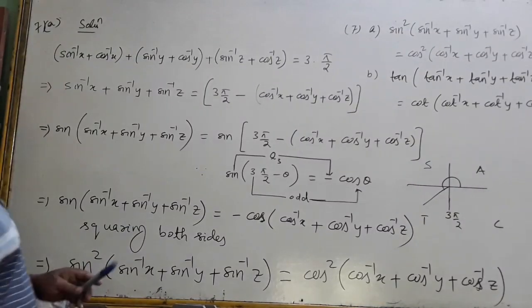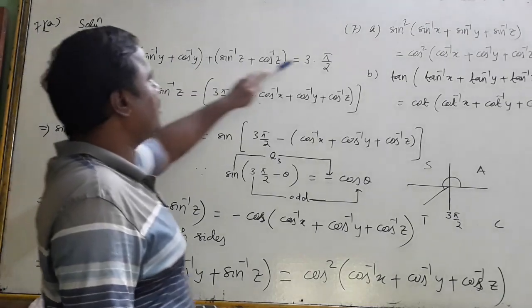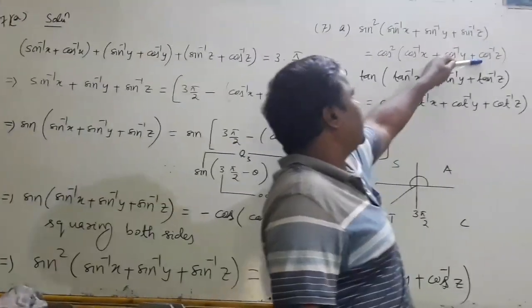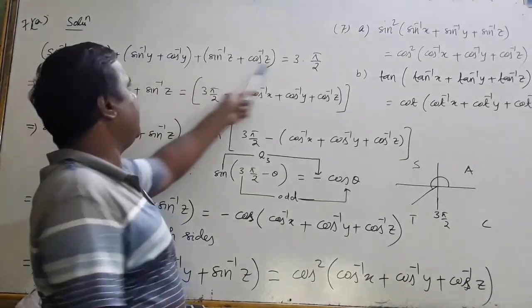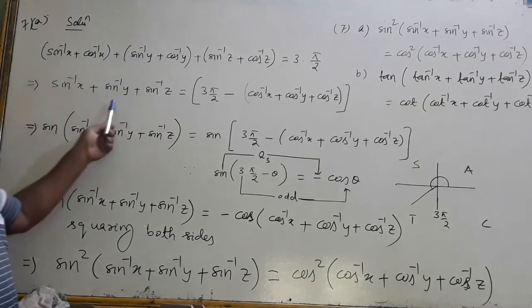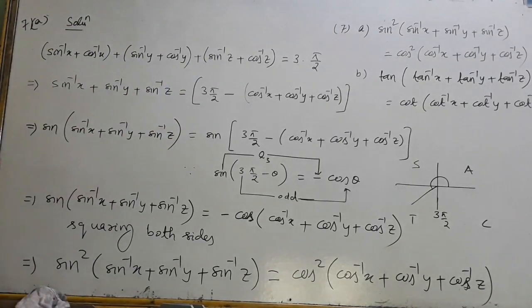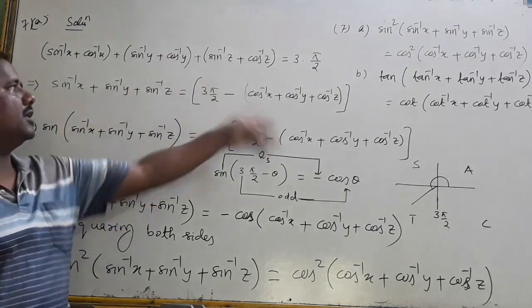Look at me. I am taking sin inverse x plus cos inverse x, sin inverse y plus cos inverse y, and sin inverse z plus cos inverse z. Each part gives you pi by 2. So 3 brackets give you 3 pi by 2. Now sin inverse x, sin inverse y, sin inverse z keep on the left side, and take cos inverse x, cos inverse y, cos inverse z to the right side.